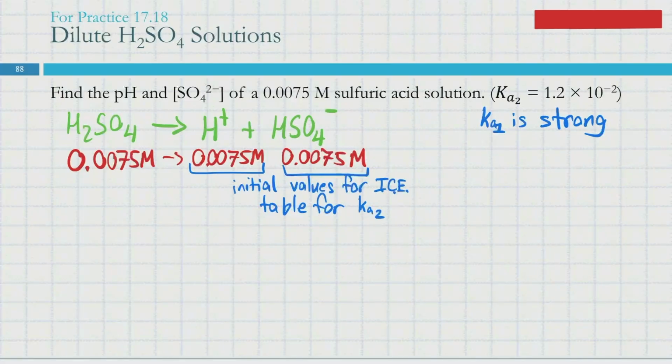And our ICE table is going to be HSO4 minus, H plus, and SO4 2 minus. Basically just, we'll do this in a different color, just the things that show up in our dissociation equation for HSO4 minus.